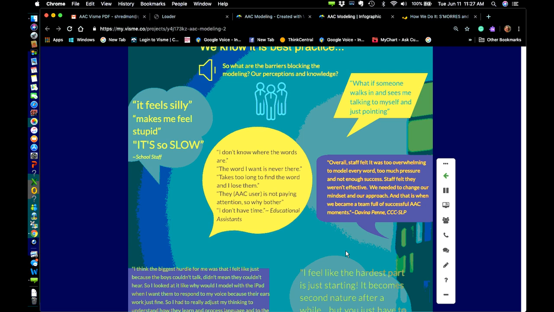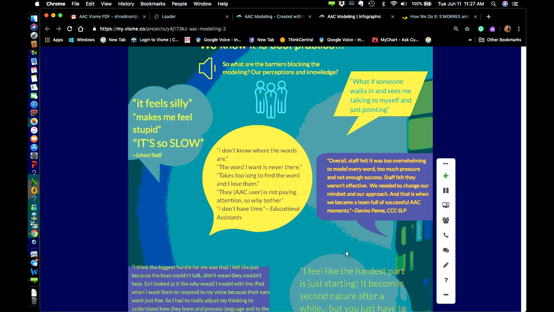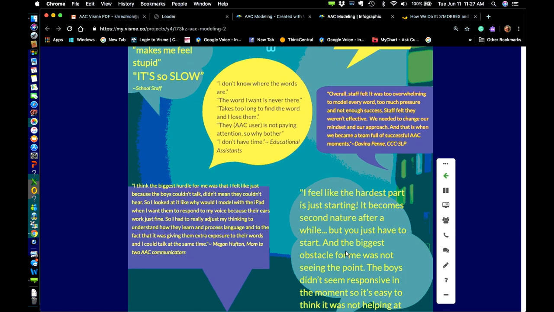These are some of the things that I got: that it makes them feel silly, it makes them feel stupid, that it's so slow. They don't know where the words are. The words they want are never there. It takes too long to find the words. Or, and this is a big one, the perception that the AAC user is not paying attention, so why bother? They're not looking at the board. They're not paying attention to it, so why should I immerse them in this language? Because all these other things are just so difficult. So my dear friend, Davina Penny, a speech and language pathologist, and I had worked together.